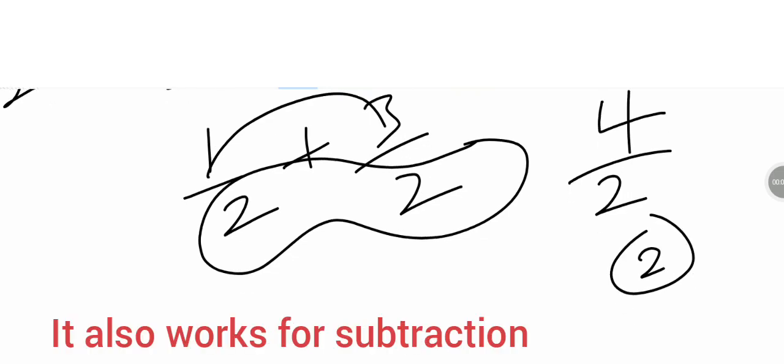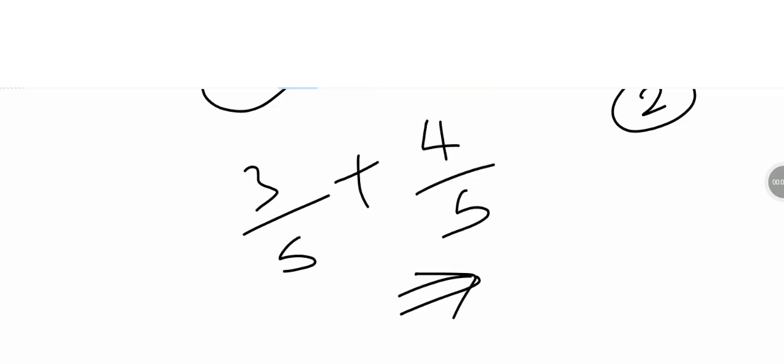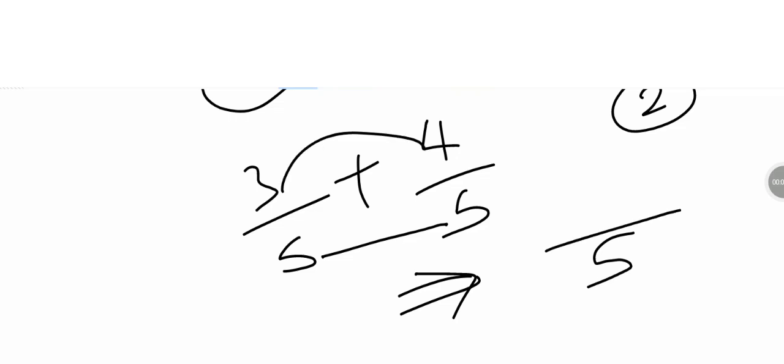Okay, the concept works as far as the bottom part is the same. 3 over 5 plus 4 over 5 is the same thing like this. The bottom is the same. Take only one. Then add the top. 3 plus 4 will give you 7 over 5. Okay, so it works like that.